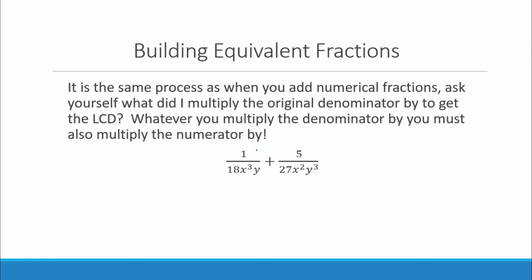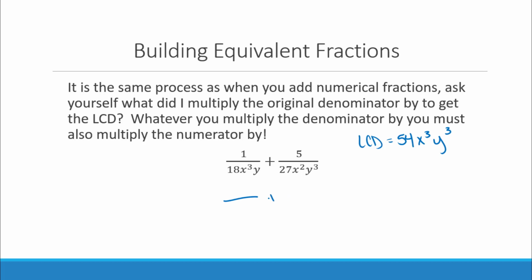Let's talk about what it means to build equivalent fractions. So let's go through that same process here. I've got to come up with that LCD first. Now, what is a number that both 18 and 27 will go into? Just for the sake of time, 54 is a number that both of them would go into. X to the third is my highest x. Y to the third is my highest y. So this would be my least common denominator.